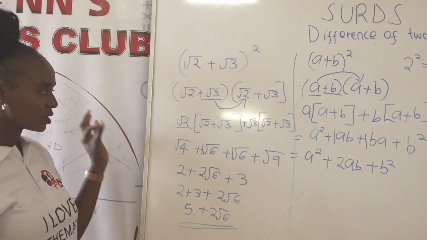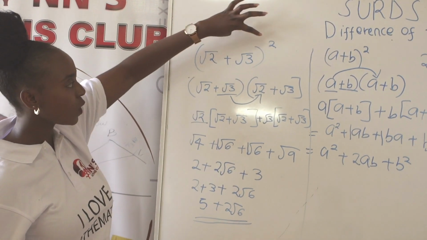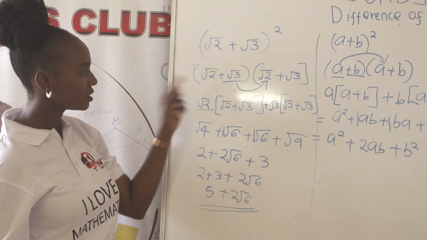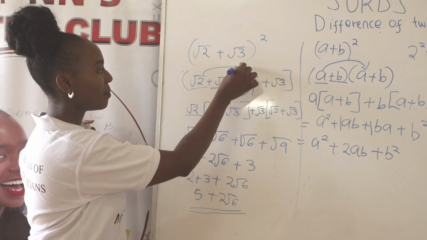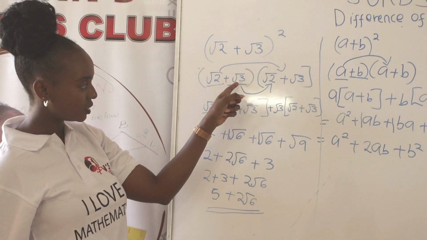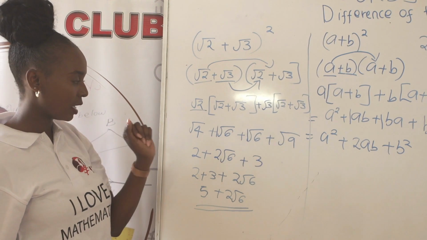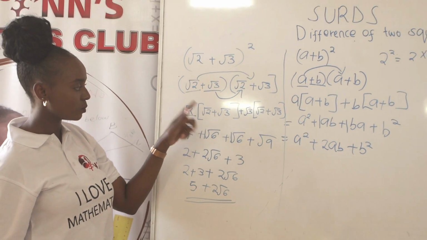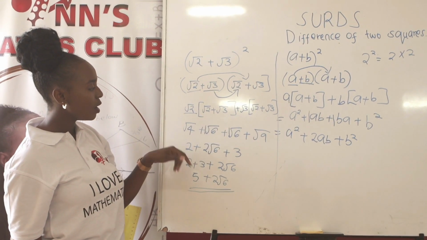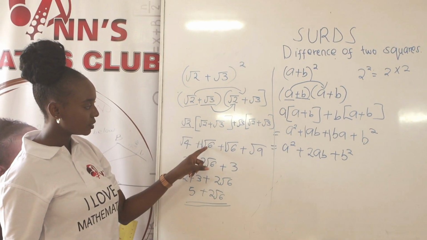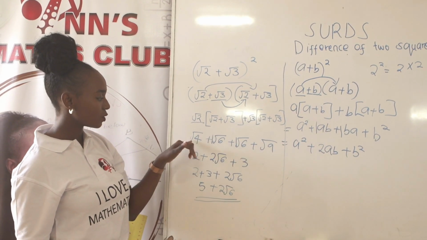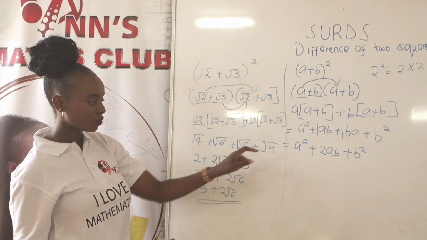So what did I do? Let me recap very quickly. When you see the square, you separate them like that, 2 of them. Then you take this first value and multiply by everything on this other side. Then you do the same to this side and multiply by everything. Then root 2 times root 2 will be there. You multiply whatever is inside: 2 times 2 is 4, plus 2 times 3 is 6, 3 times 2 is 6, 3 times 3 is 9. Then the square root of 4 is 2, and the square root of 9 is 3.